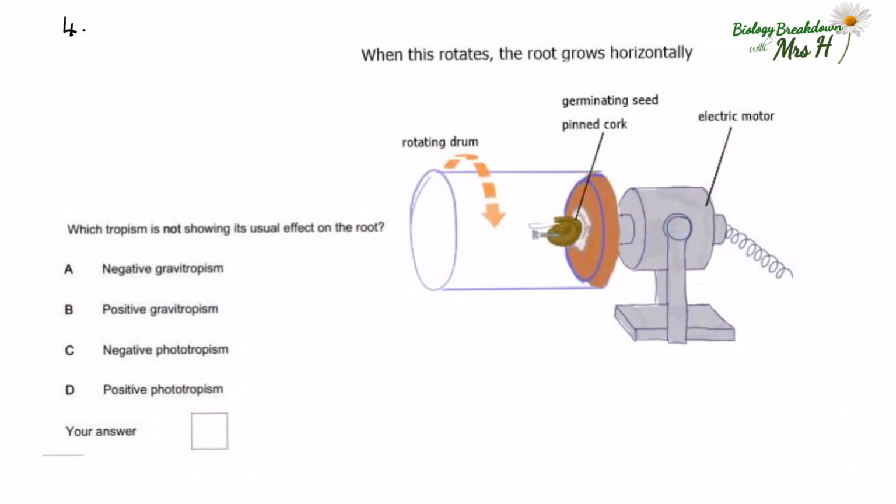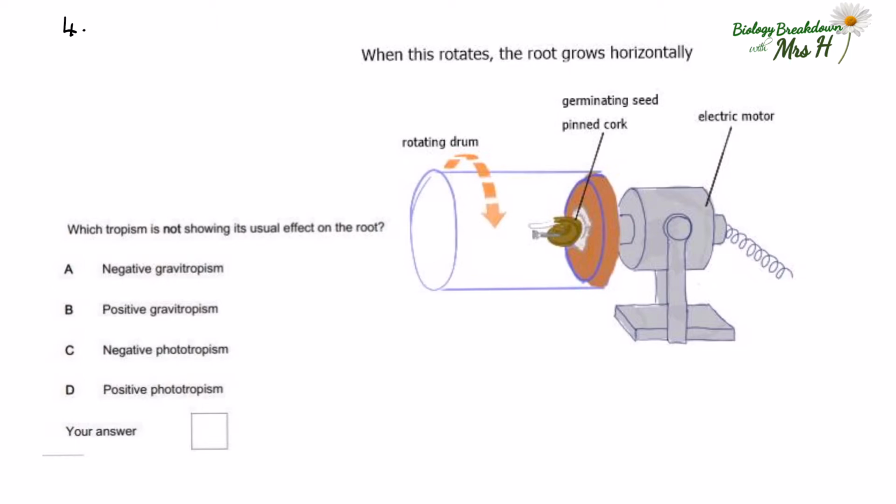Question 4. The diagram shows apparatus used in experiments on tropisms. Here we can see that a seed has been pinned to a cork board. We can see the root is breaking out of the seed.